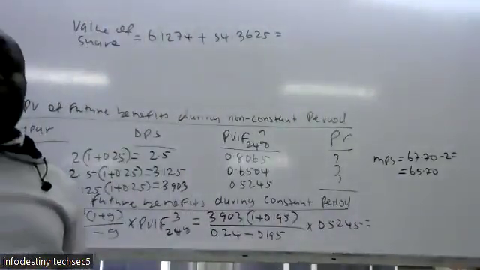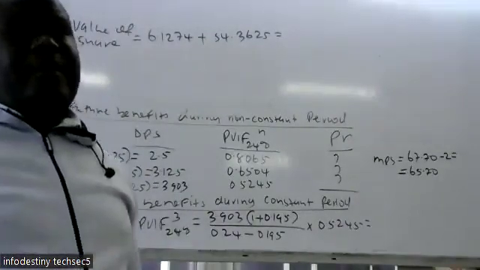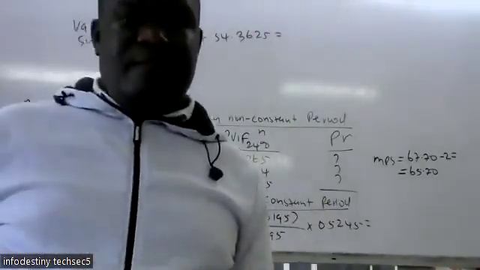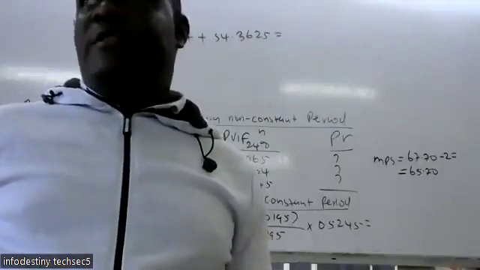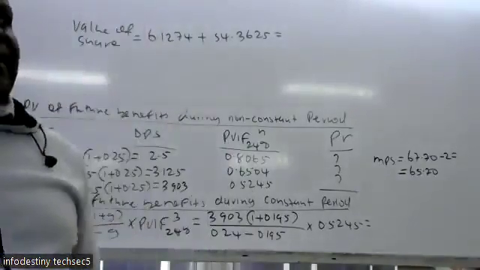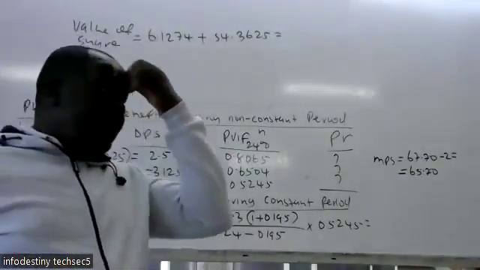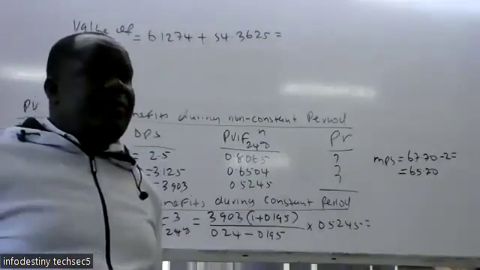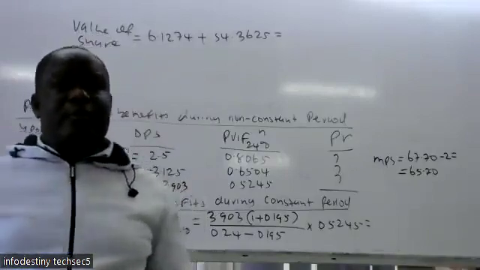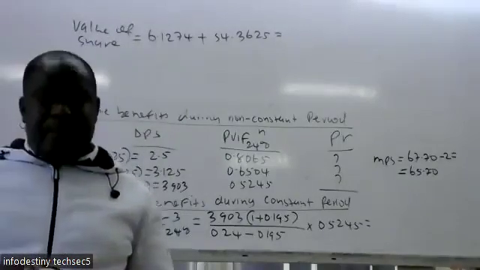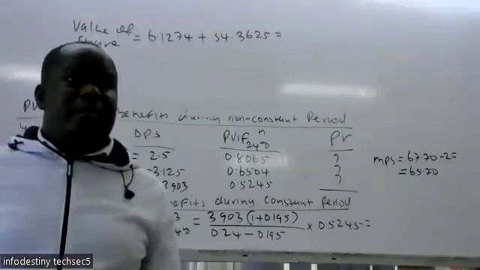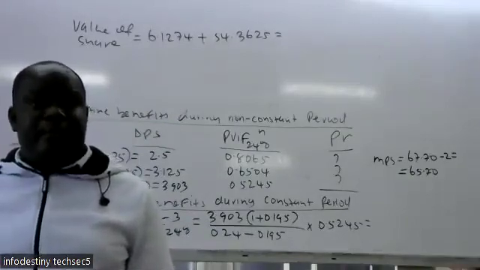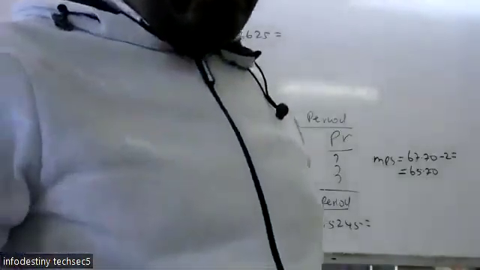So let us now go to the valuation of the business. Let us also write something brief about valuation of the business. Under that, we summarize that the value of the business is equal to the present value of all the future benefits to be realized from the security.